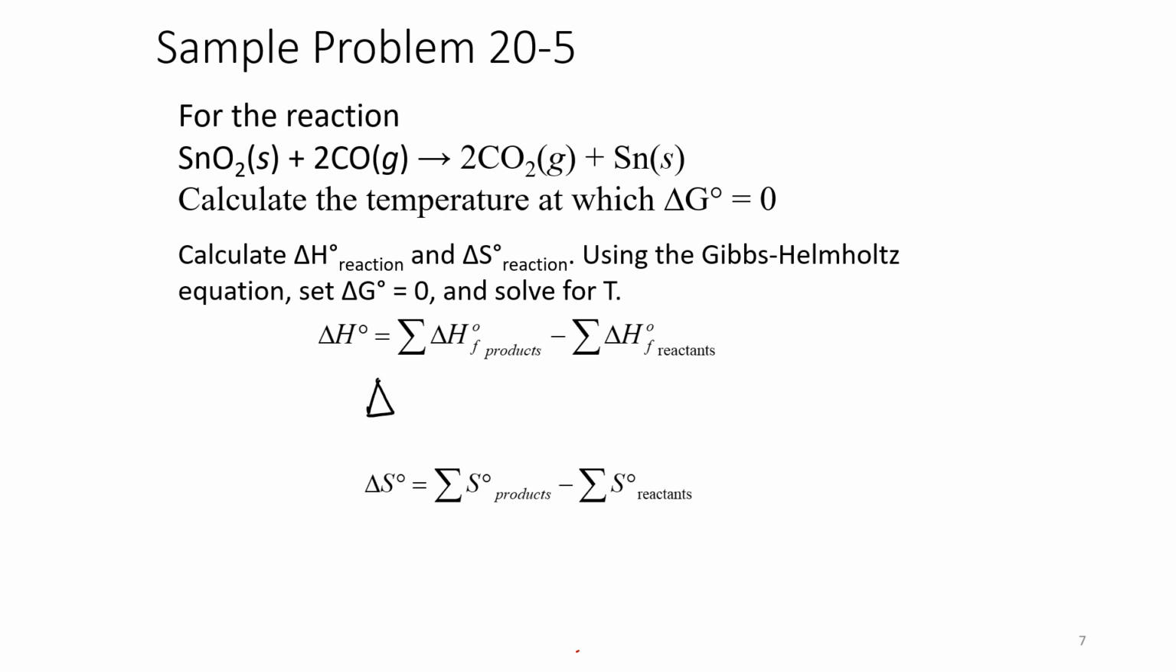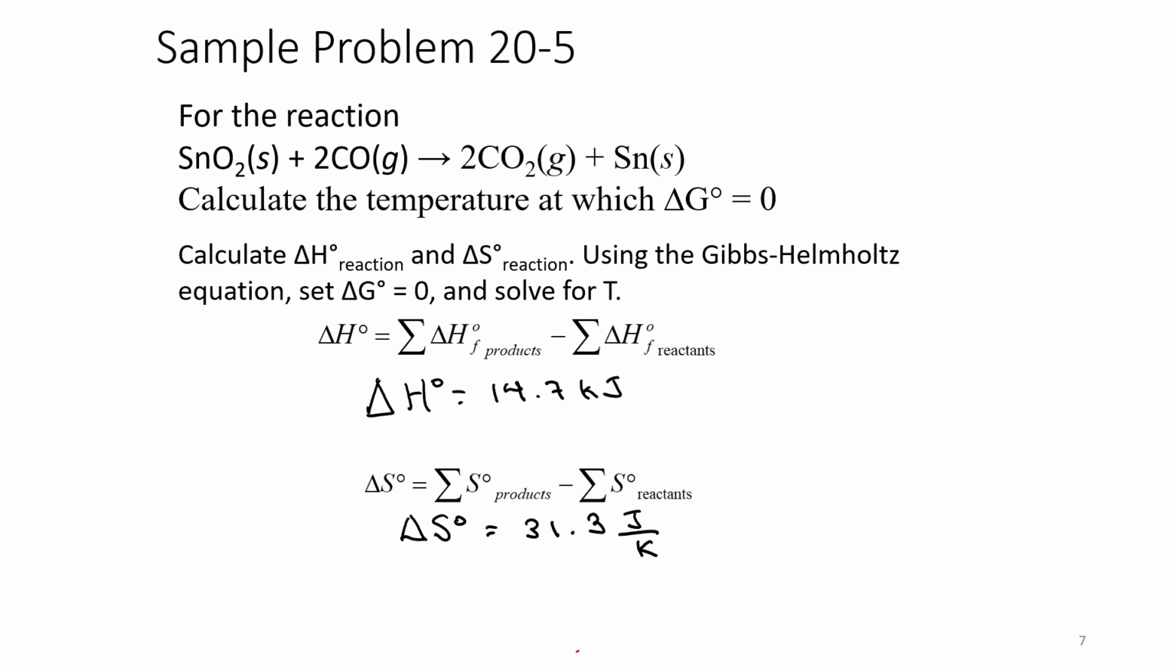is going to be equal to, in this case, 14.7 kilojoules. All right, and our delta S is going to be equal to 31.3 joules per Kelvin. Okay, we're going to end up plugging these into the same equation though.